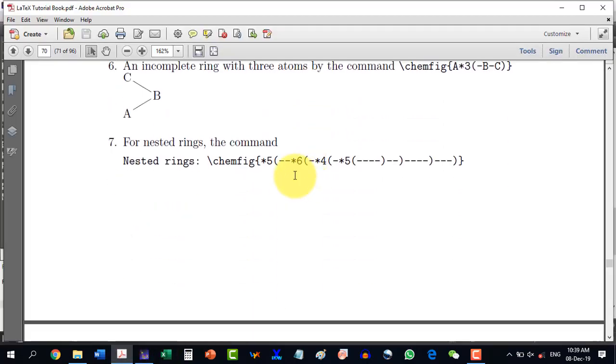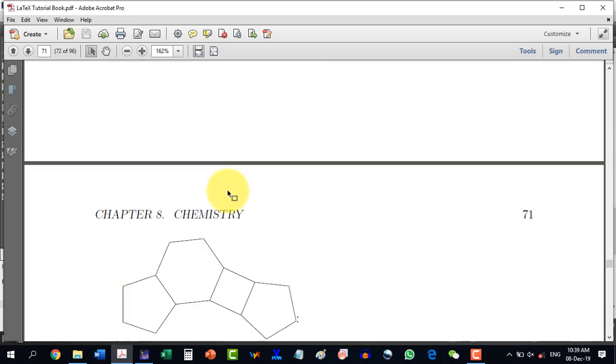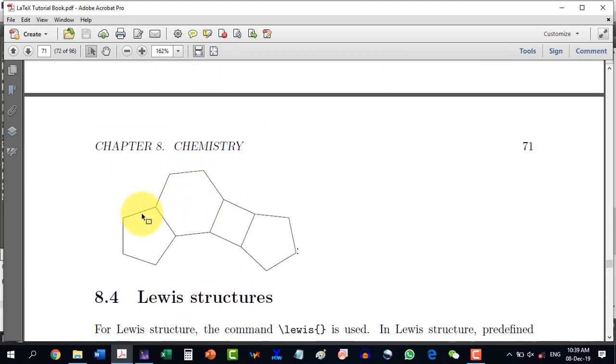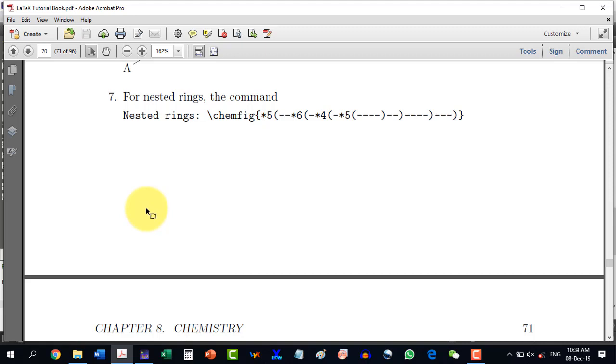Similarly, for nested rings, the command chemfig is executed, which will make a nested figure like this. Now how is this done? You see here, chemfig steric 5 means there will be a 5 side shape. Steric 6 means a 6 side shape, and 4 and 5 and so on.